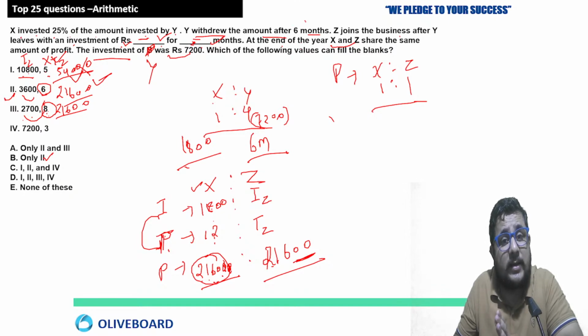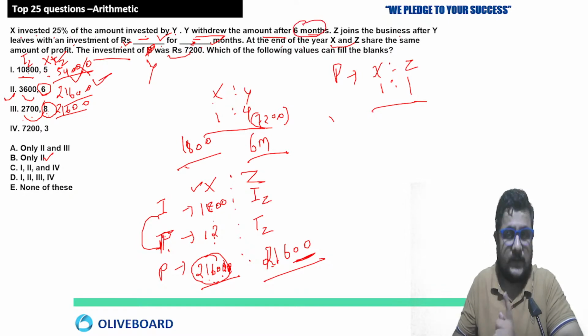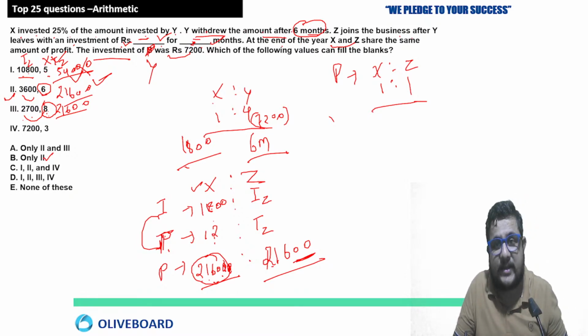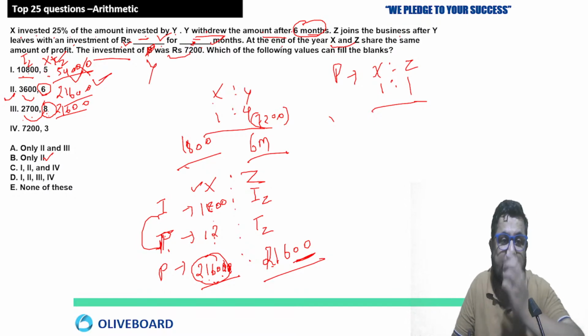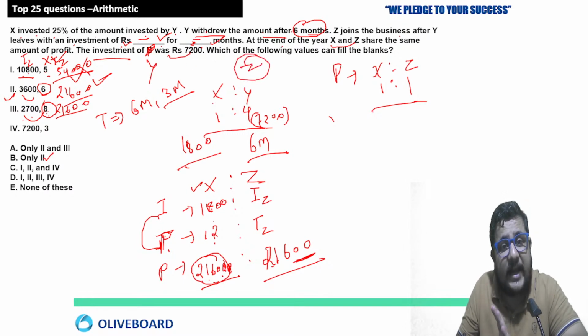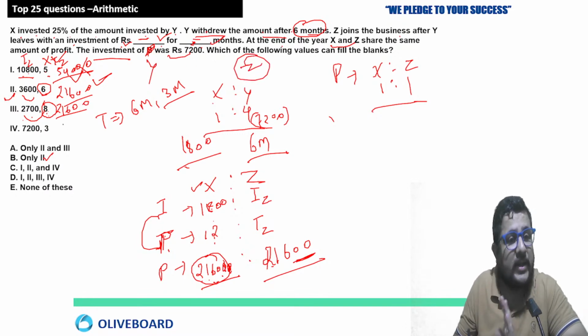What they have said, after 6 months. Why withdraw the amount after 6 months? Z joins the business and after that Y leaves. At the end of the year, X and Z share the same amount of profit. So what is the possible value of time going to be? It cannot be more than 6 months. It could be 6 months, 3 months, whatever it is. Means for Z, it can be less than 6 months also.